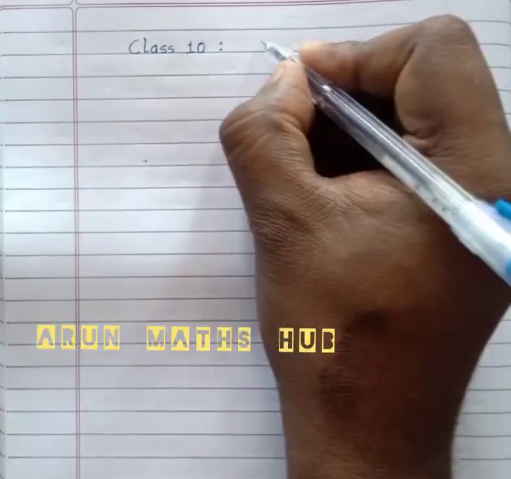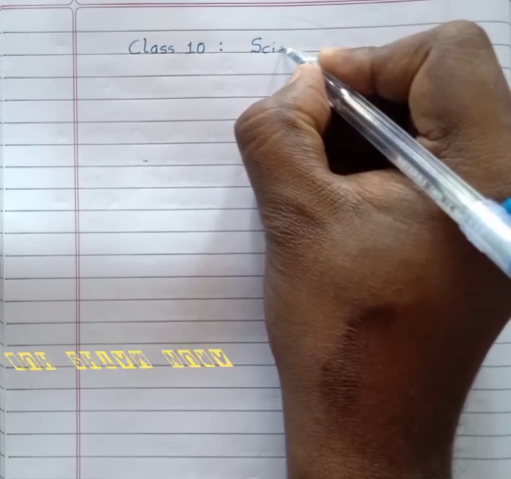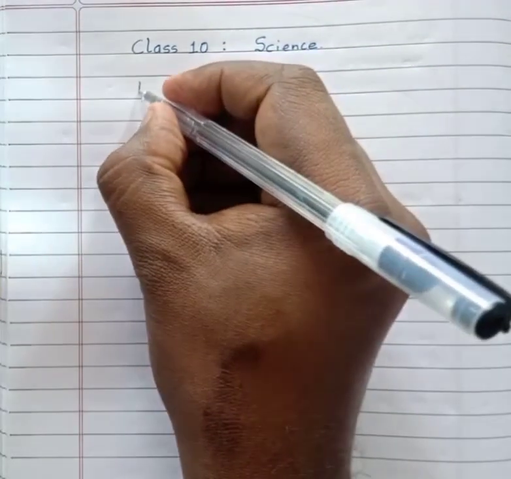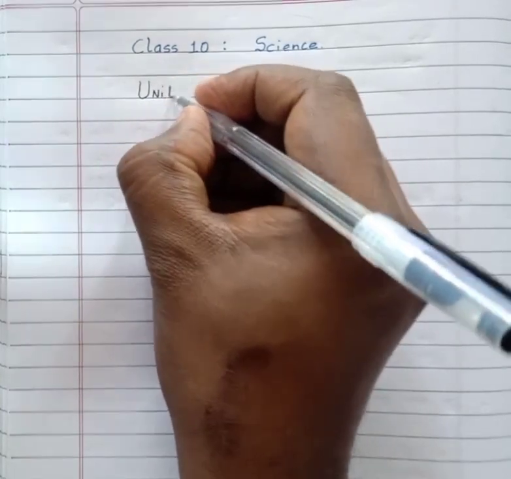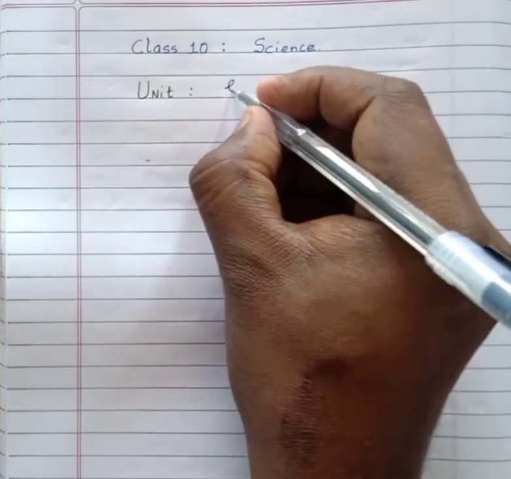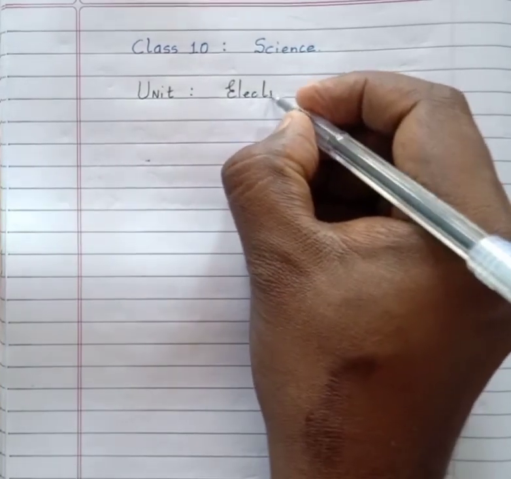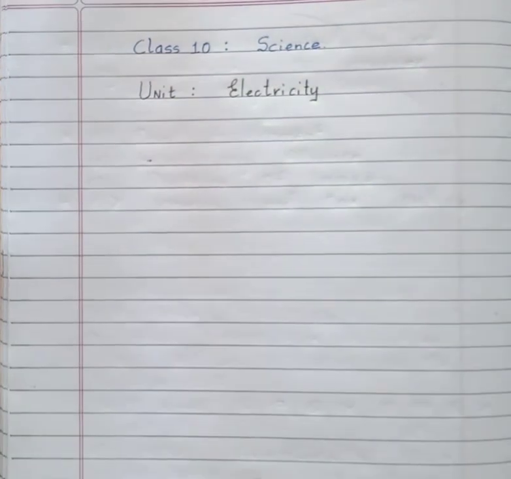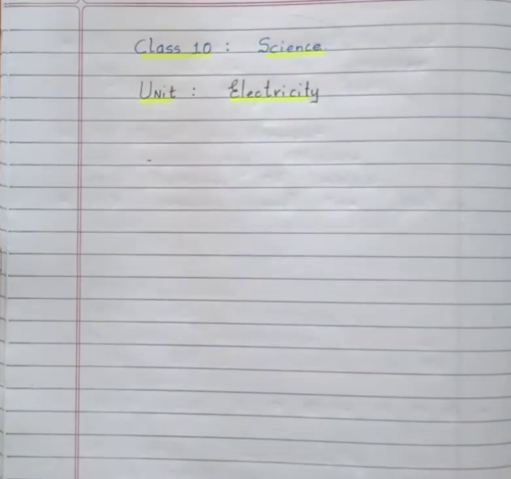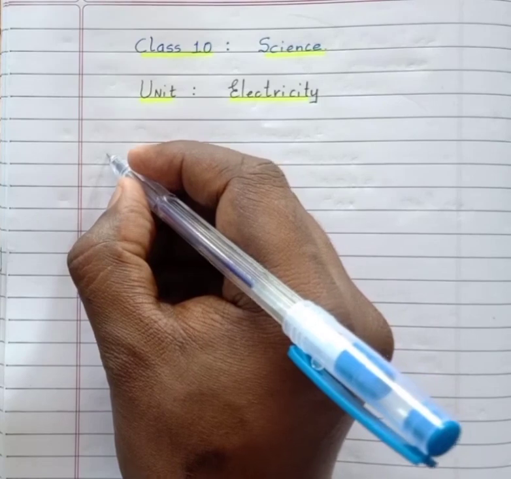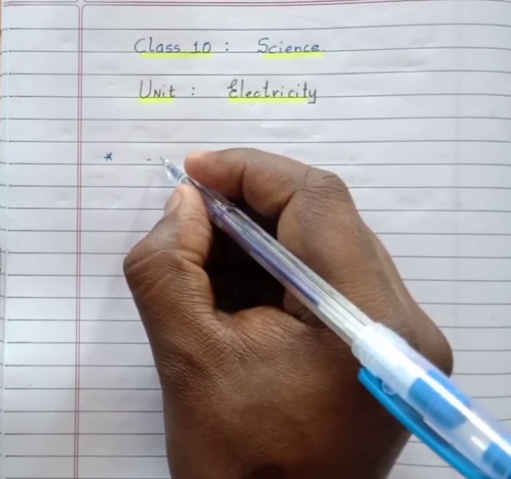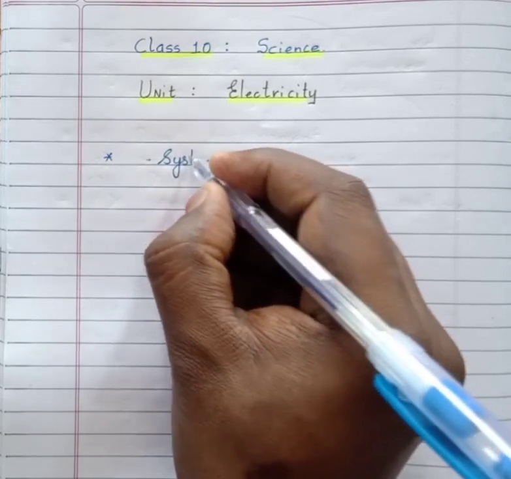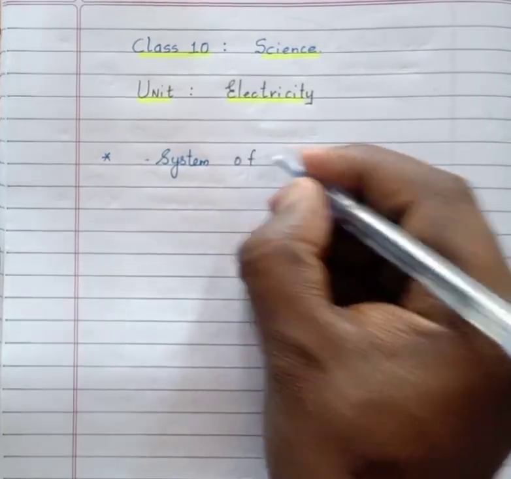We are learning the science unit electricity. In the previous videos, we have learned basic concepts of electricity and we have learned resistance of a system of resistors.